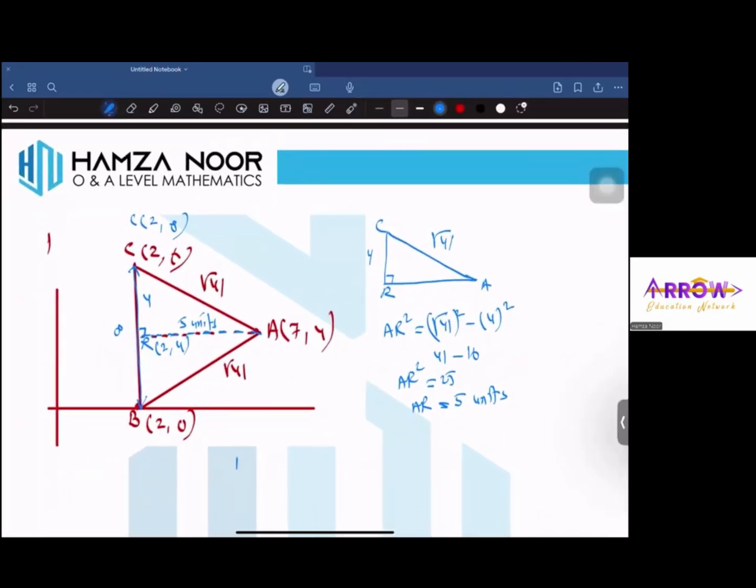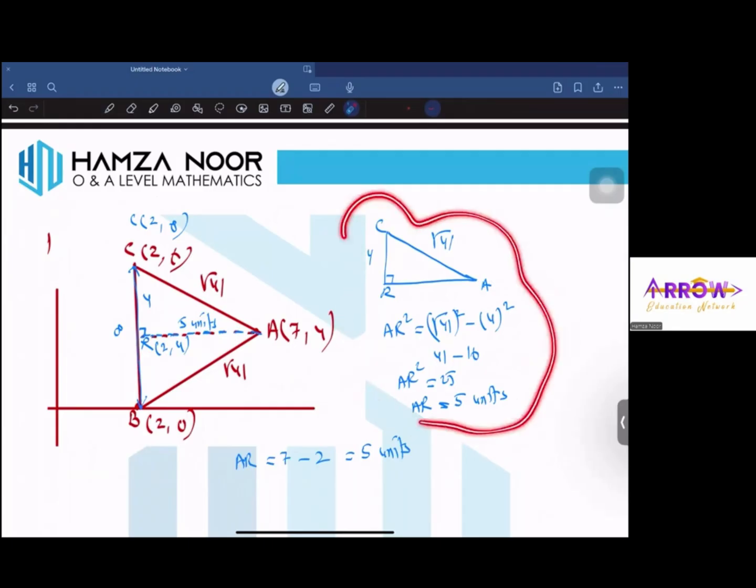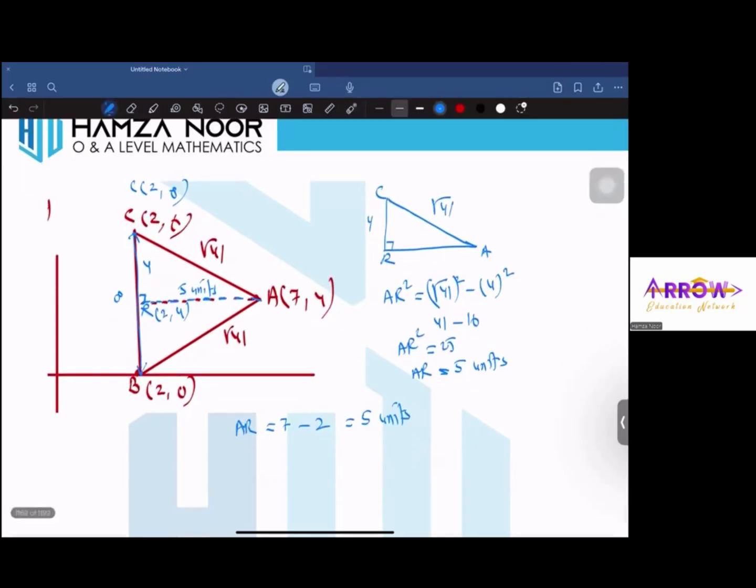What you can do is simply find the length of AR by finding the change in x coordinates, which is 7 minus 2, which is 5 units. As simple as that. So this working would not be needed. Otherwise, if you do it, that's completely fine, no worries at all. But this much working would not be needed. You can simply find AR this way. So whatever clicks in your mind first, you can do it that way instead of thinking much.